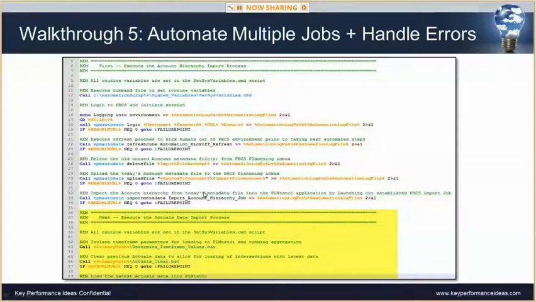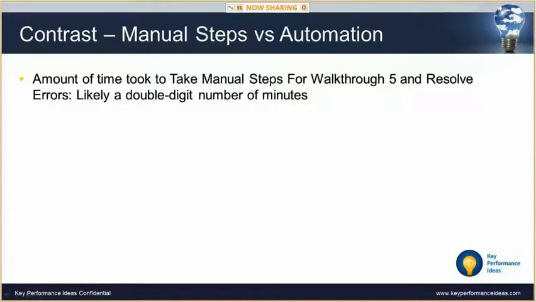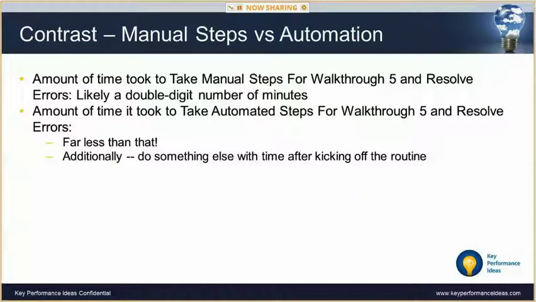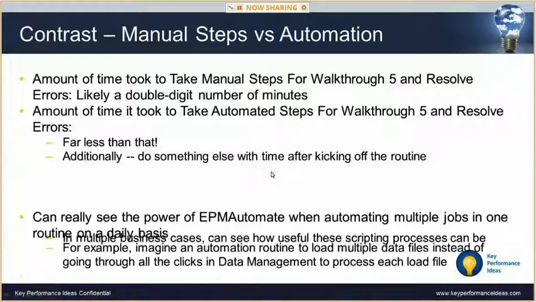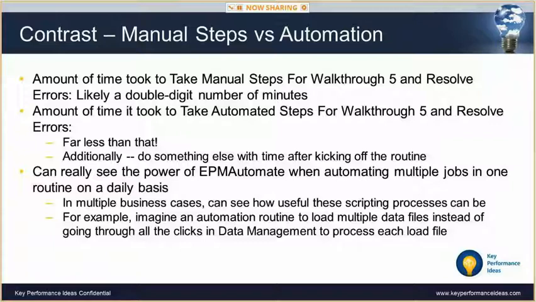So after we walk through one, we bring in the metadata, then maybe we're bringing in the data, and in so doing, we shouldn't have any kickouts because we're bringing in the latest metadata. So let's just do a little bit of contrast here, the manual steps versus automation. The amount of time it took to take the manual steps to walk through 5 and to resolve errors might have been a double-digit number of minutes, but the amount of time it took for automated steps to do the same thing, far less than that, maybe none if it's scheduled, and we can do something else with our time after kicking off the routine.